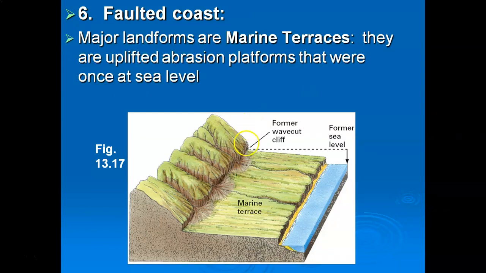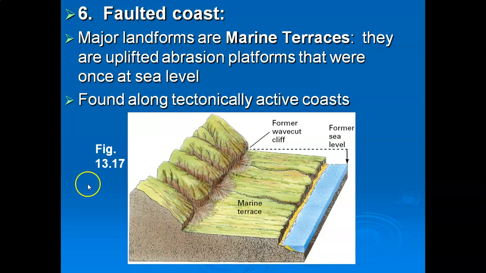The sixth type of coast is a faulted coast. These are found along tectonically active coasts, like the coast of California. The major landform associated with faulted coasts are features called marine terraces, and these are uplifted coastal platforms. In most cases, they're former abrasion platforms that have been uplifted and uplifted. And so you wind up with step-like features along the coastline if you've had many uplift events.